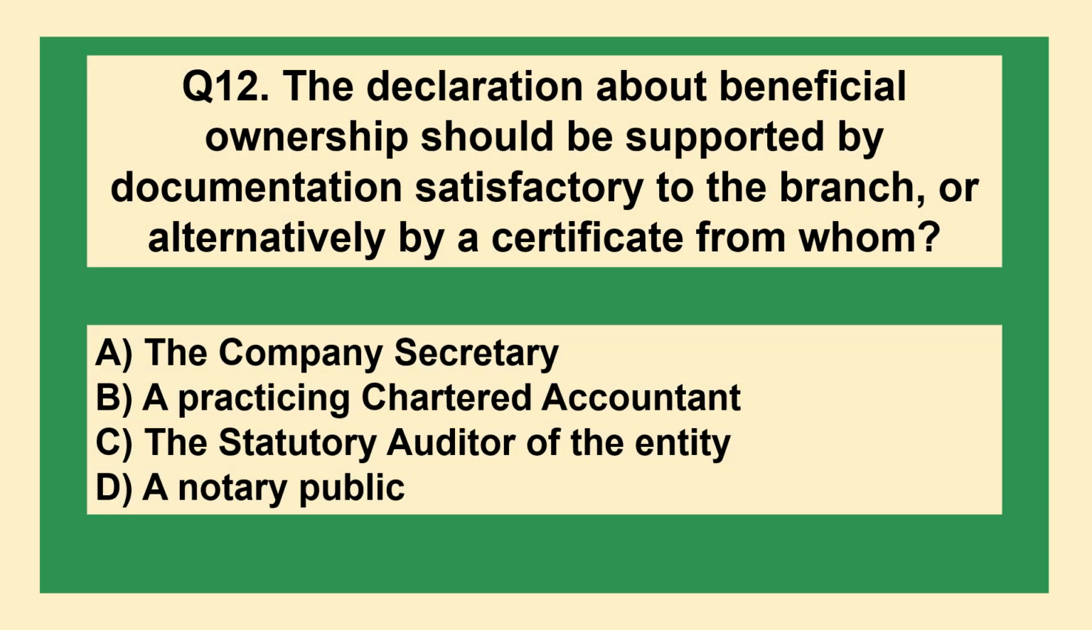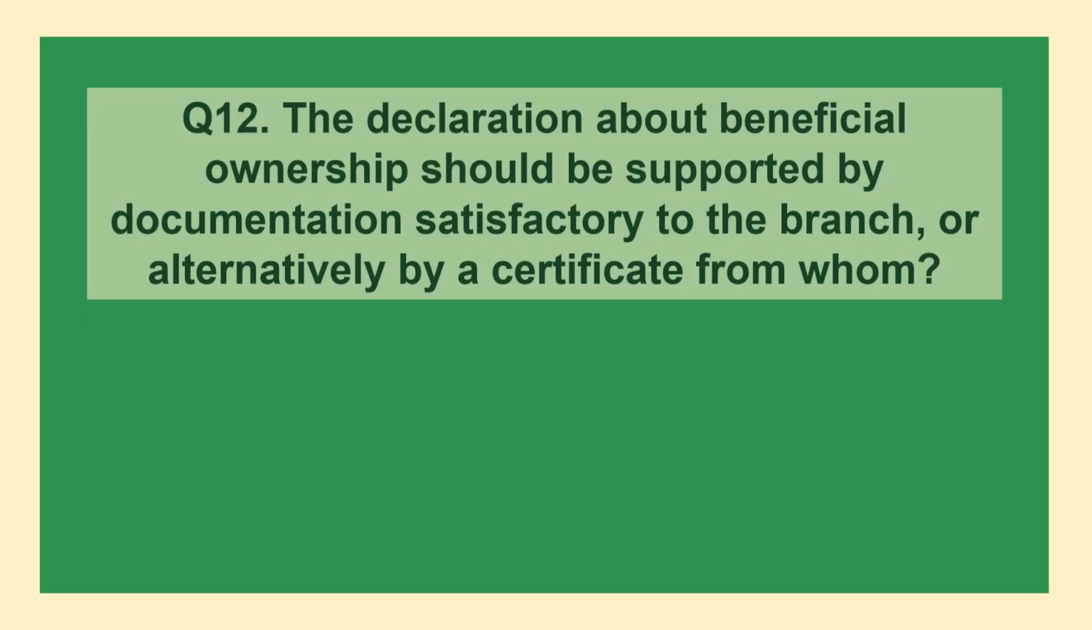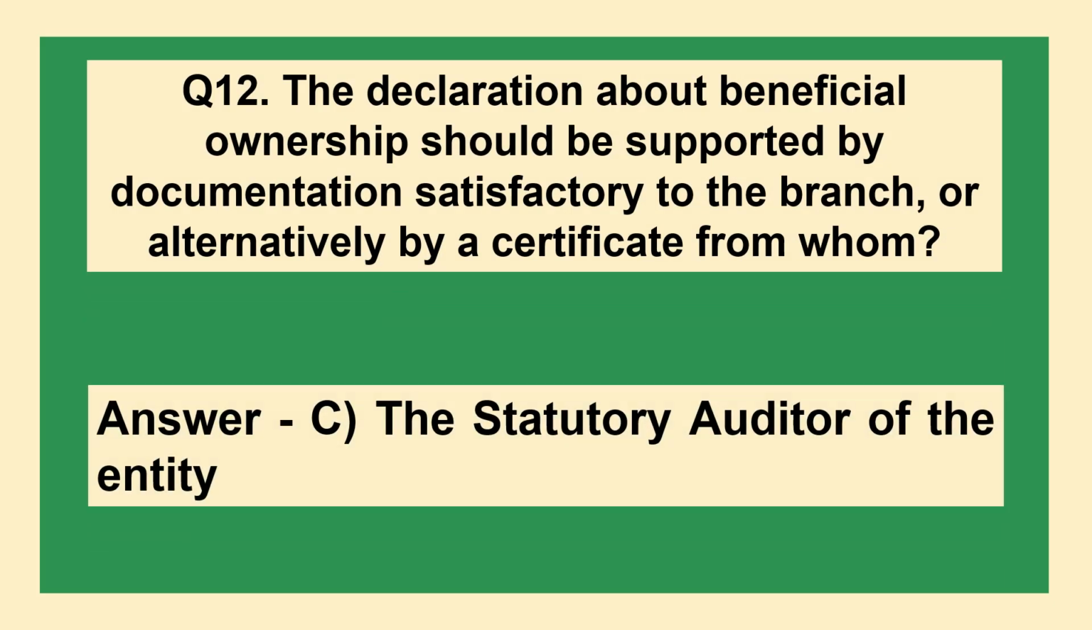Question: The declaration about beneficial ownership should be supported by documentation satisfactory to the branch or alternately by certificate from whom? Option A, the company secretary. Option B, a practicing chartered accountant. Option C, the statutory auditor of the entity. Option D, a notary public. Correct answer is option C, the statutory auditor of the entity.